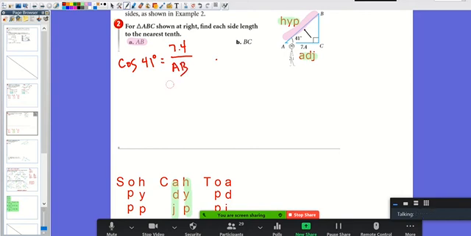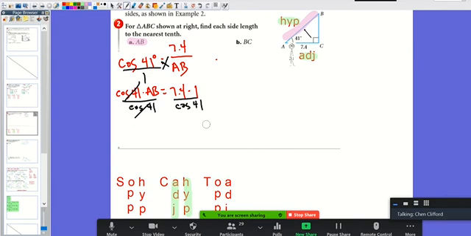Okay? All right. Now we just cross multiply and solve. I'm going to go over 1. I'm going to cross multiply, and I'm going to have cosine of 41 times AB equals 7.4 times 1. Okay? And then I'm going to divide by cosine of 41 on both sides.